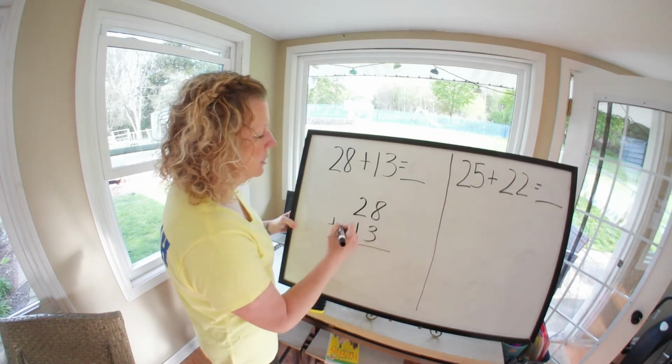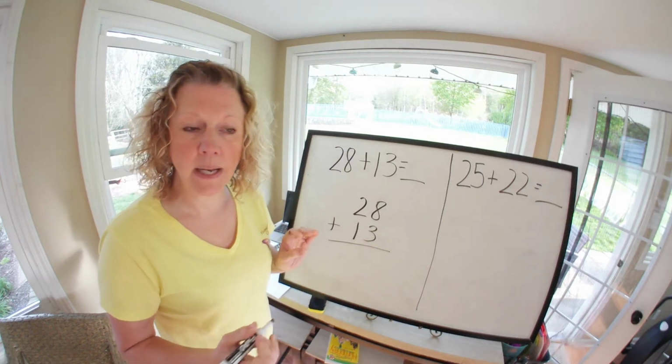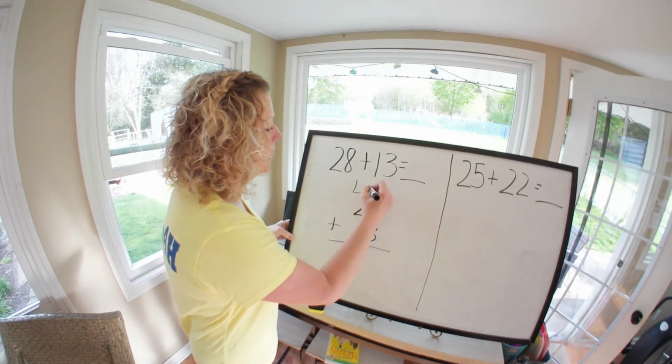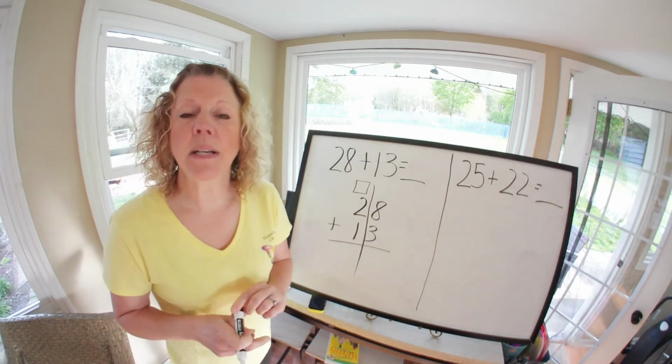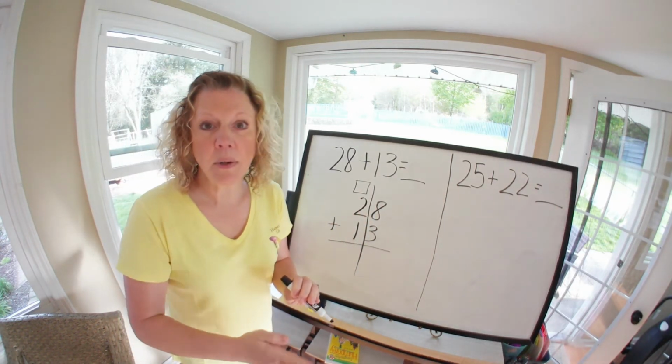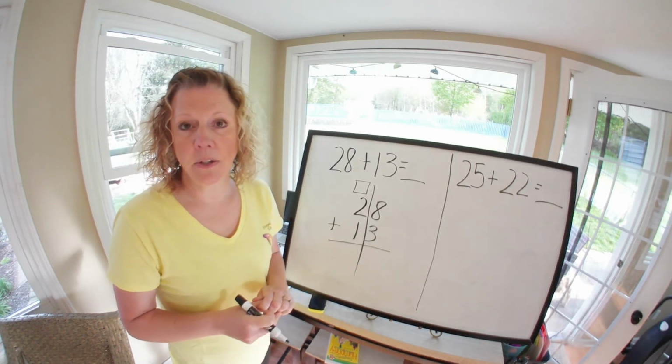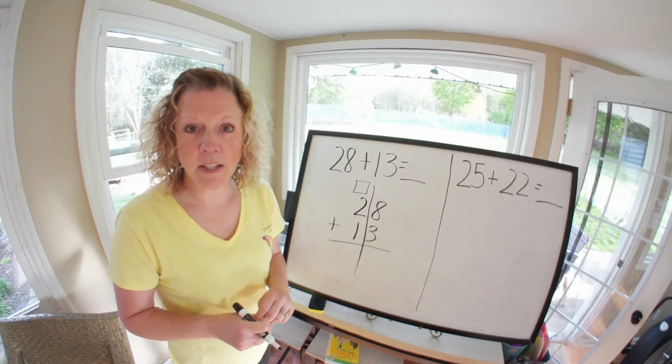Remember, you have to line them up properly, right? And I'm going to draw a line down the middle, and I'm going to draw my box right here. The reason I do this is because I want to make sure that you're lining up your 10s and your 1s properly. So now the first thing I need to do is start with my 1s. Let's do our little chant.